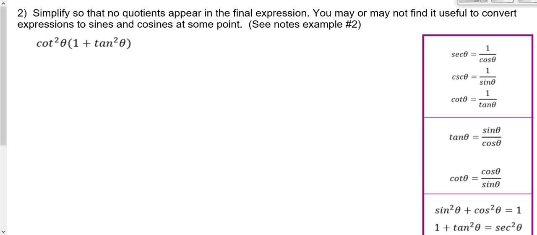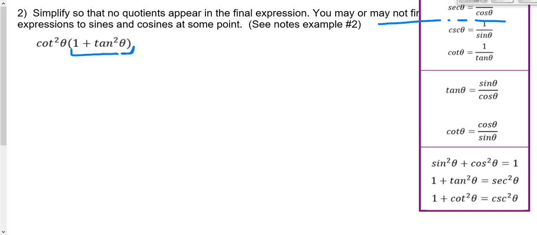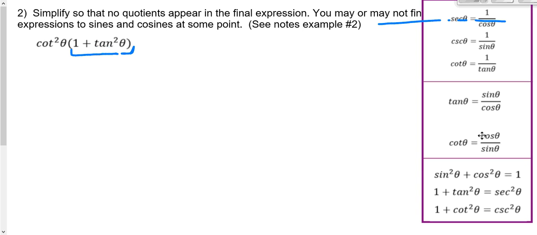Number 2. So this time I'm advising that you may or may not find it useful to convert to sines and cosines, or you might just not do it in the beginning and you might do it later. And often that's the case when you have something that looks like a Pythagorean identity. If it has trig functions squared in it, you can start by looking at your Pythagorean identities and maybe do some kind of substitution. So 1 plus tangent squared theta is equivalent to secant squared theta. So let's start there. So we have cotangent squared theta times secant squared theta.